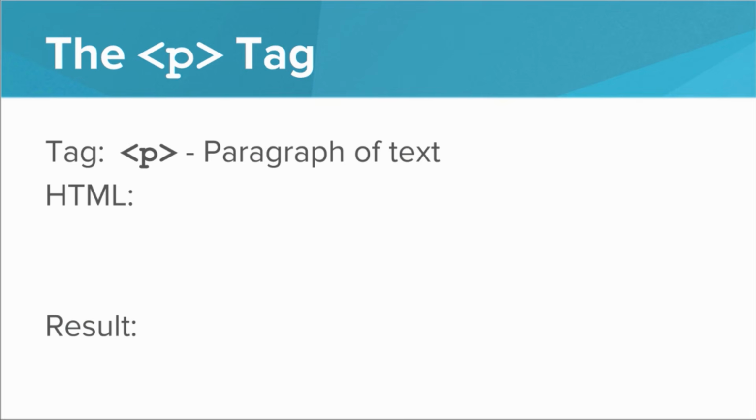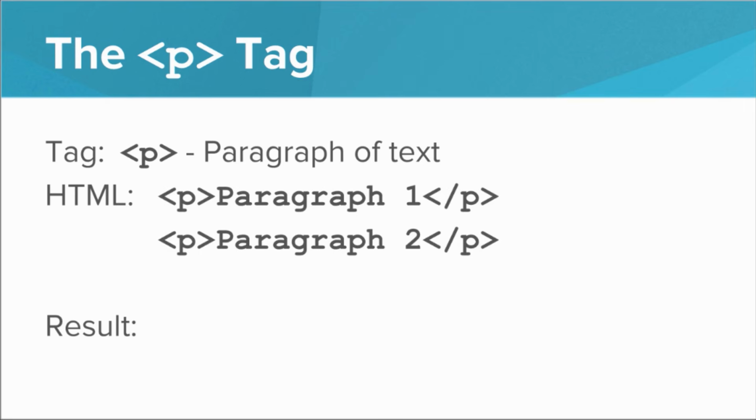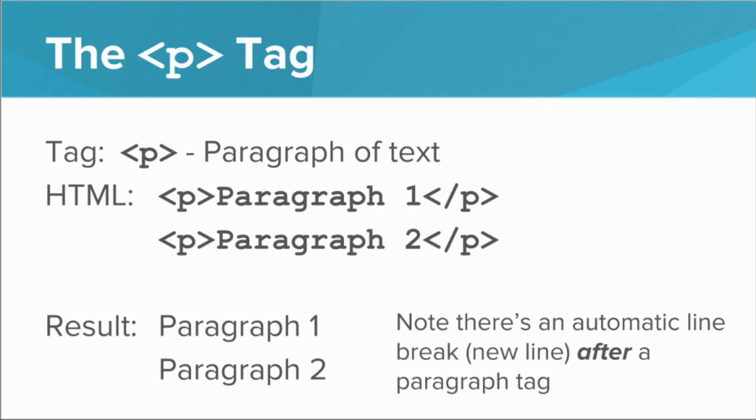The first tag that lets us format text on our web pages is the P tag. Now P stands for a paragraph of text. So for example, if I had this HTML, paragraph 1 inside a P tag and then paragraph 2 inside a P tag, the result would look like this. Notice that there is an automatic line break or an automatic new line after a paragraph tag.